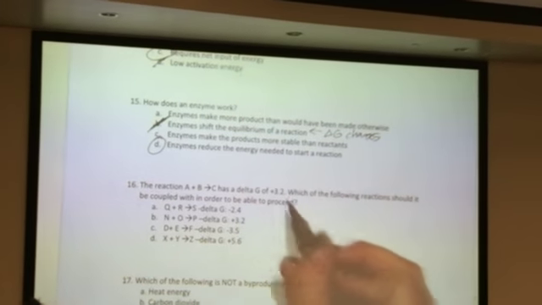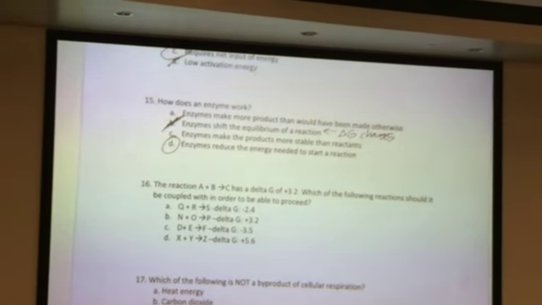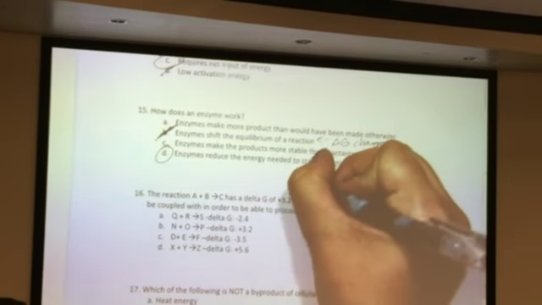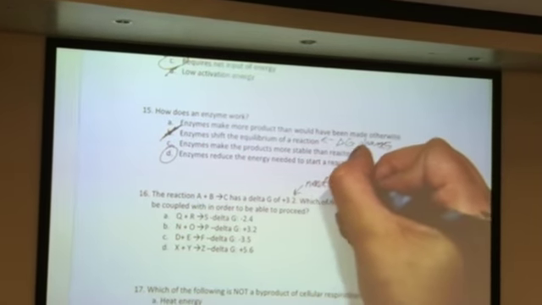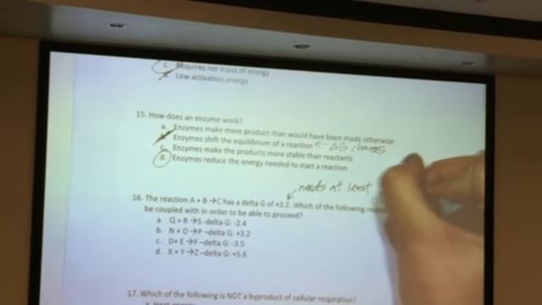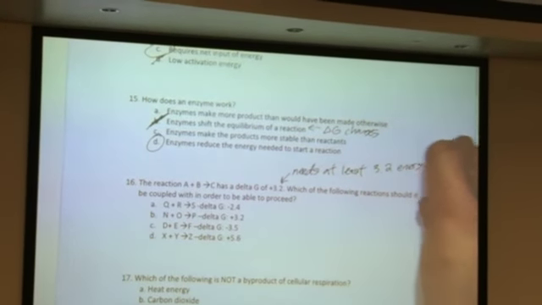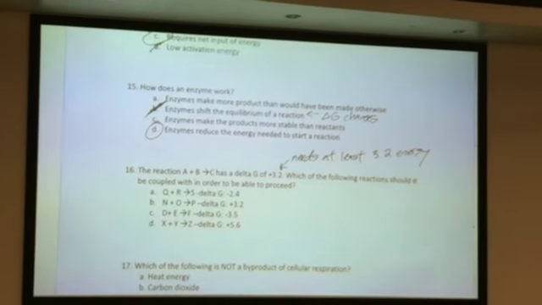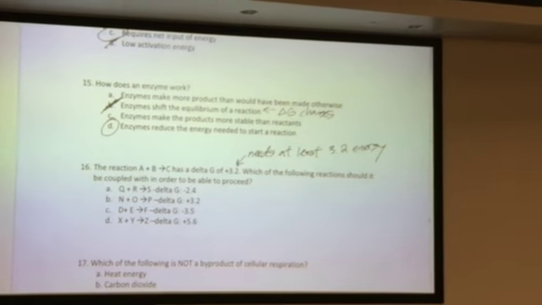Okay? This one has a delta G of positive 3.2. What does that mean? It needs 3.2. Yeah, so it's an endergonic reaction, and it needs at least 3.2 energy. I'm not really putting units here, so we're just going to put that. So it needs at least that much, okay?